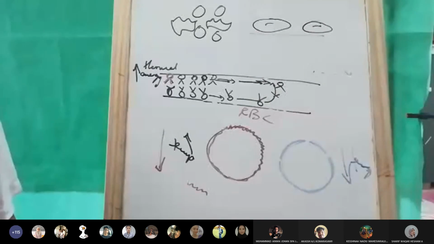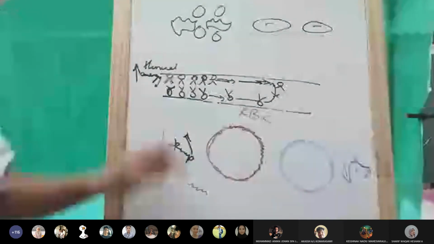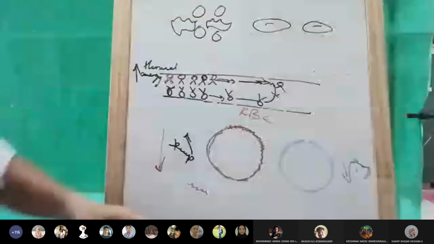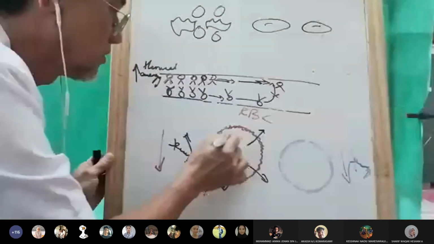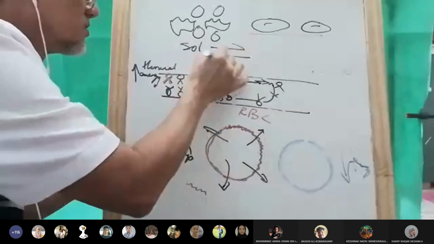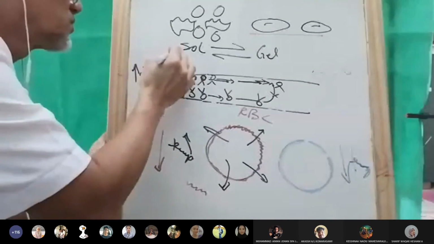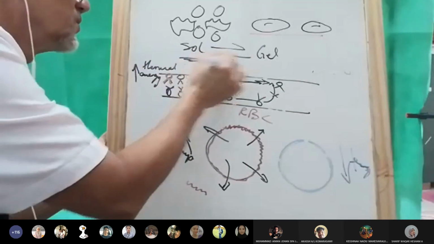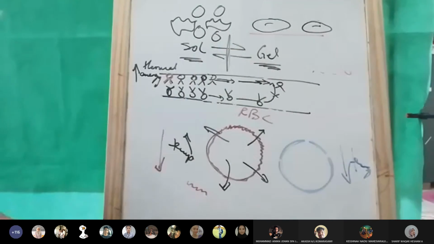Is that understood? What happens if it becomes too liquid? If it becomes too liquid, it might not be able to hold the content and it can spill out the content. So either way is not good. Either it becomes too liquid or too solid, too gel. So the extremes are no good. The best way is still in between.